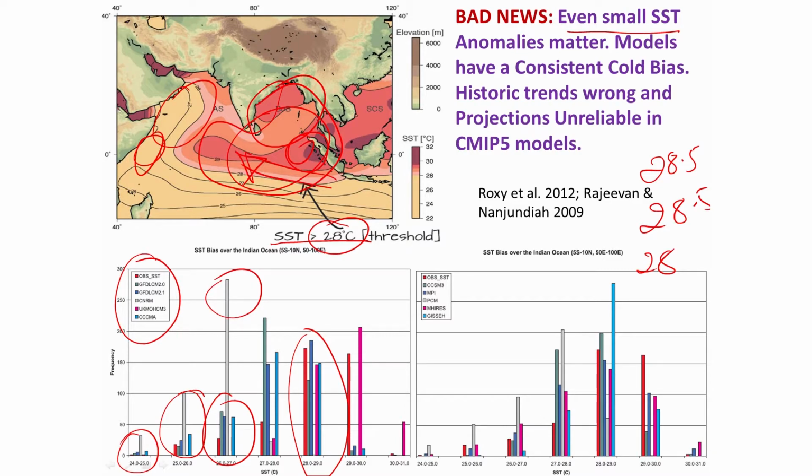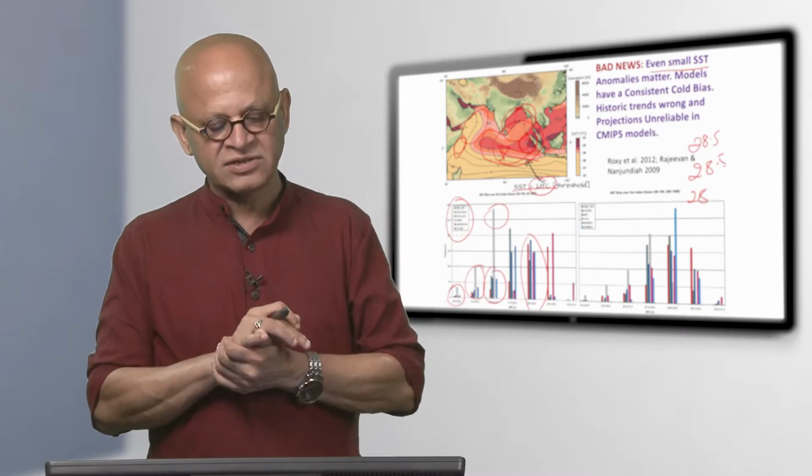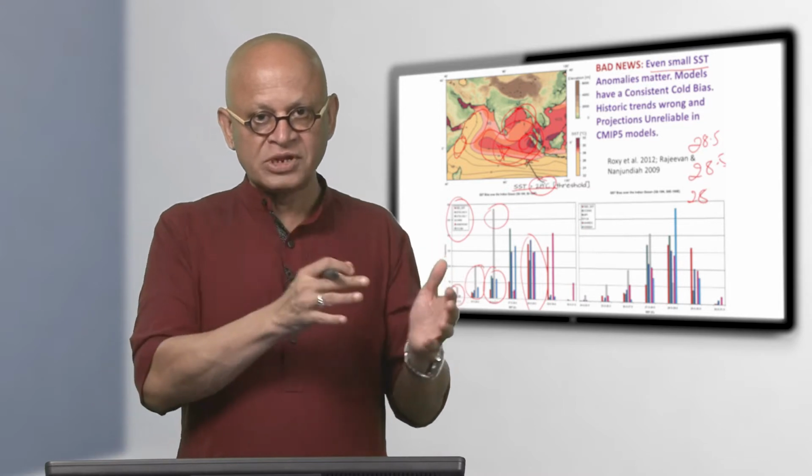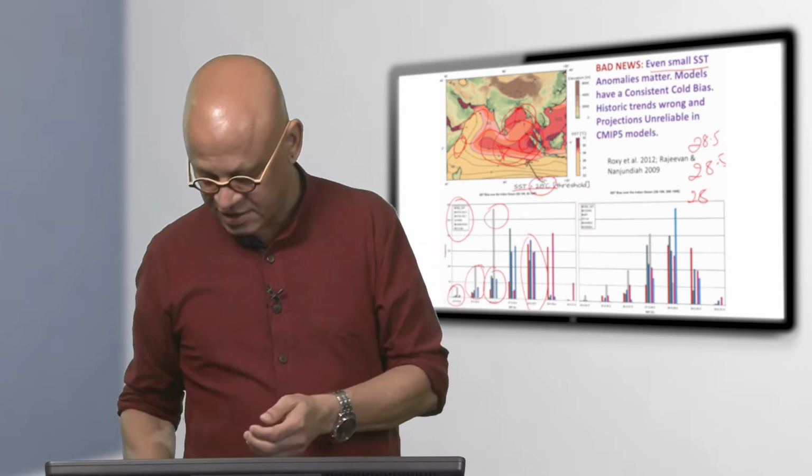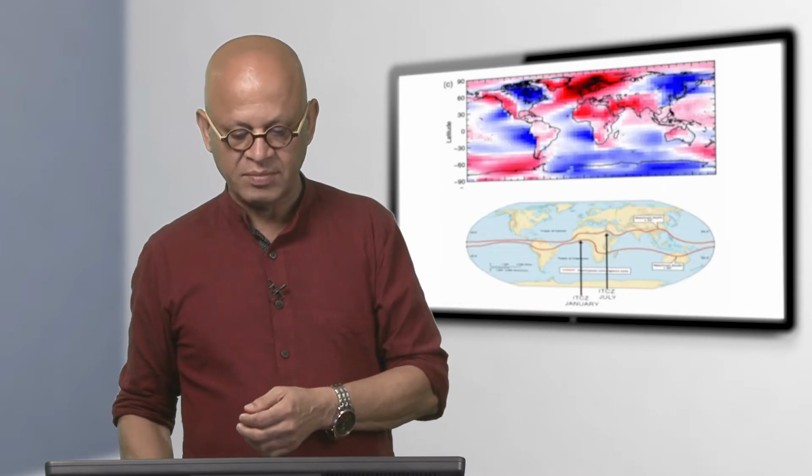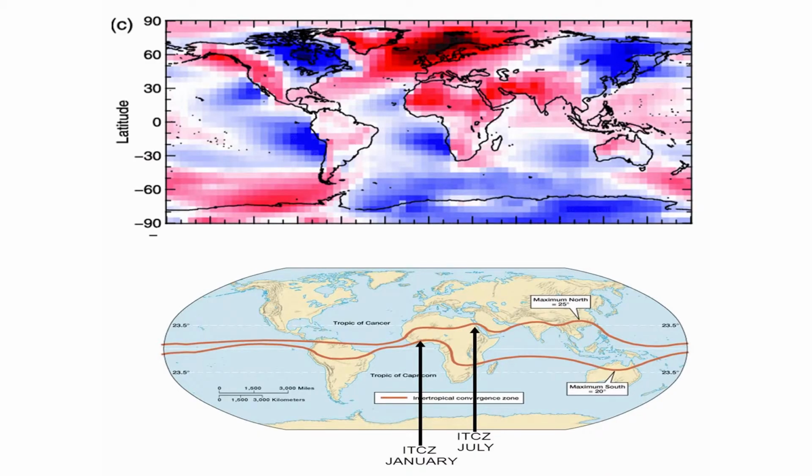So, those kind of systematic biases and where they are in the warm region or the cold region can be very critical. That is something we have to worry about. So, what are some of the processes that are involved then? So, let us go back and think about the ITCZ.